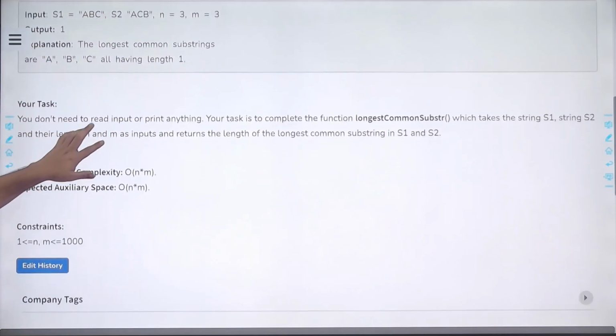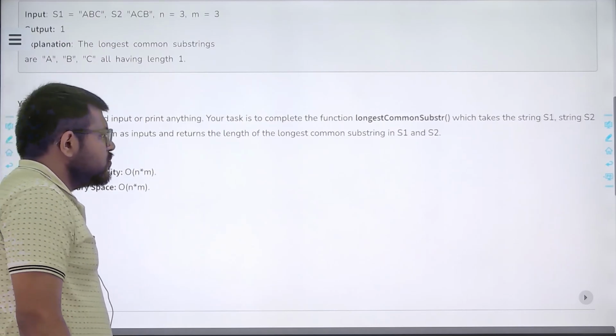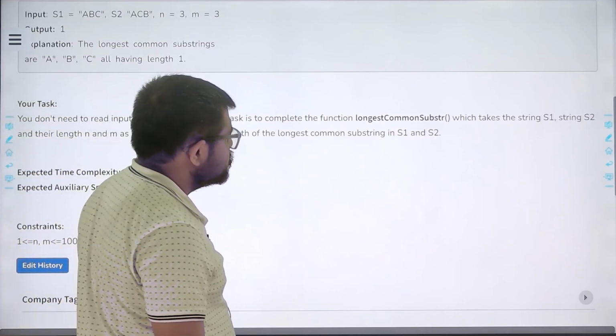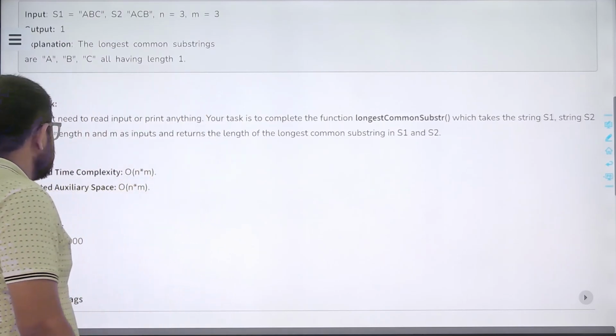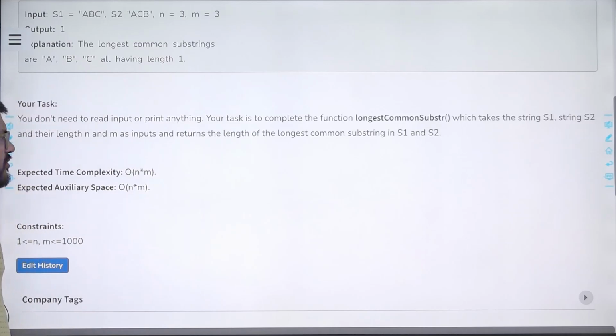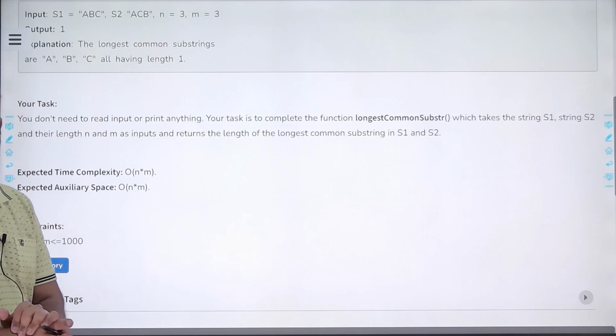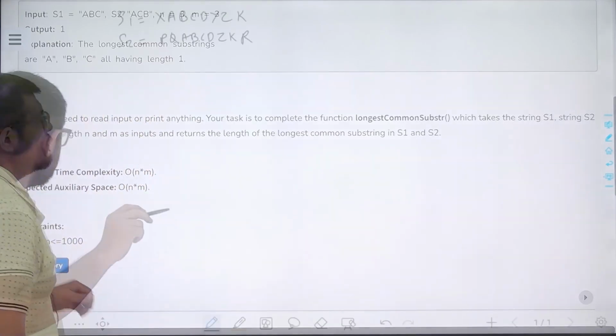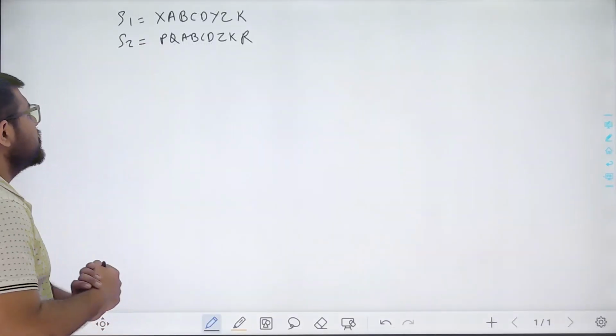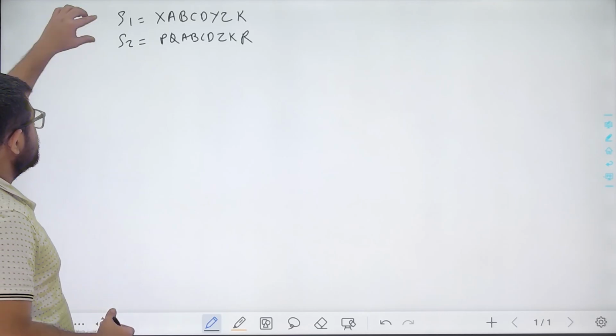You don't need to read input or print anything. Your task is to complete the function longestCommonSubstring, which takes the strings S1 and S2 and their lengths N and M as input parameters and returns the length of the longest common substring in S1 and S2. The expected time complexity is N into M, and the expected auxiliary space is also N into M.